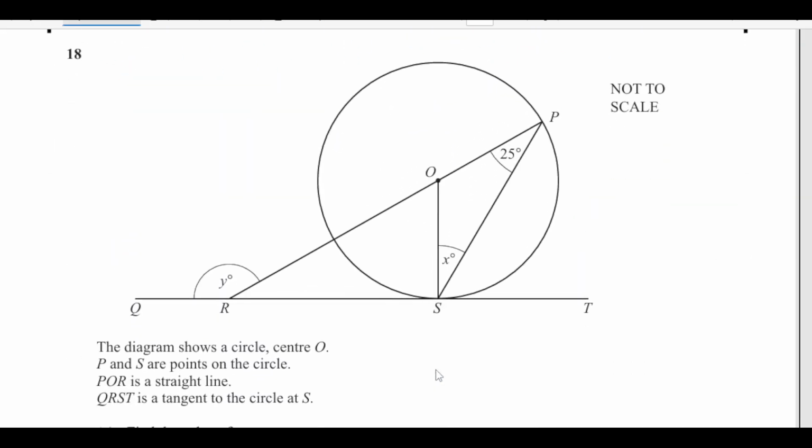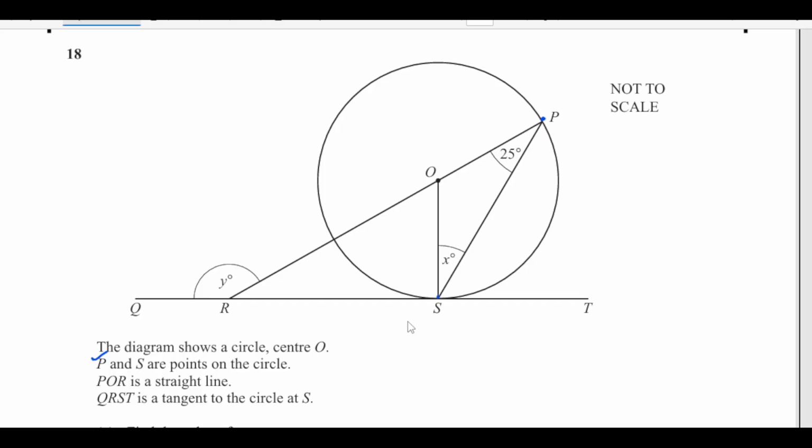Now, number 18, we have a question from circles. The diagram shows a circle. You can see the circle with center O. O is here. P and S are points on the circle. Where is P? P is here. P O R is a straight line. Sorry, P O R. This is a straight line here.